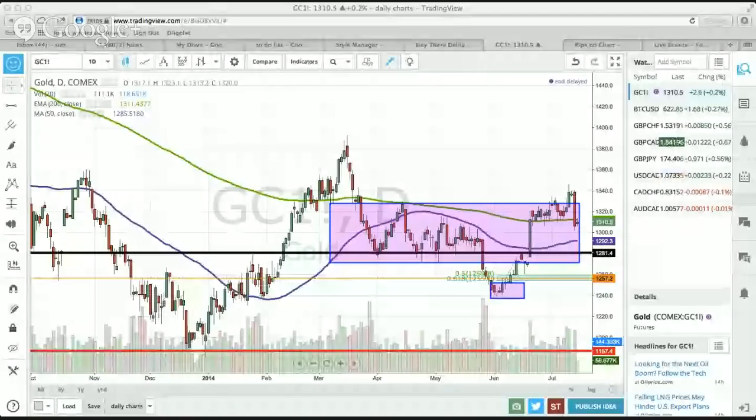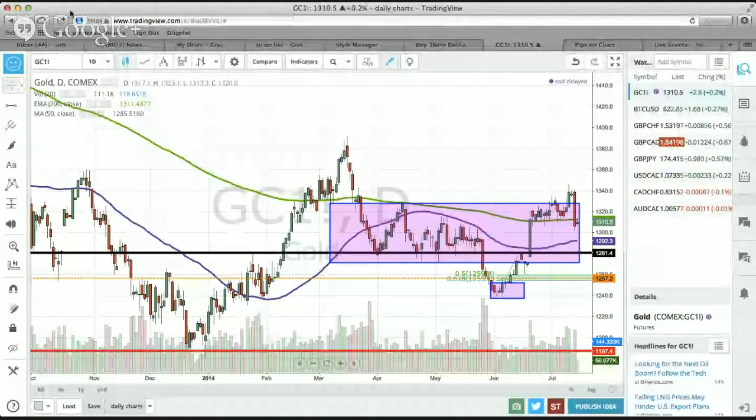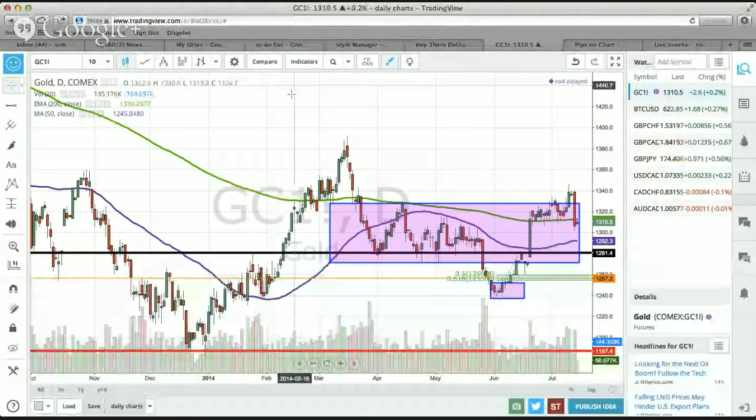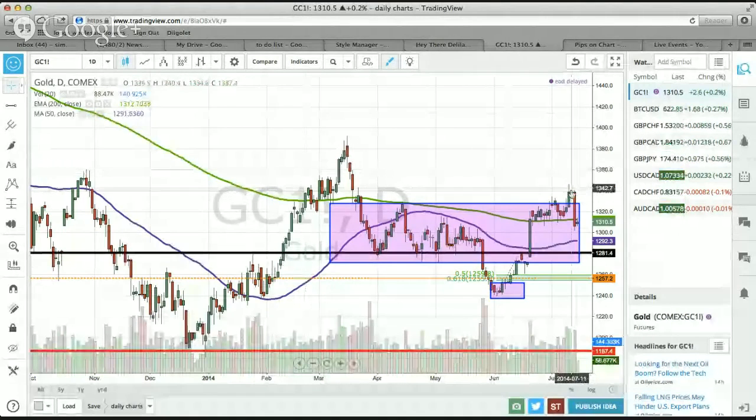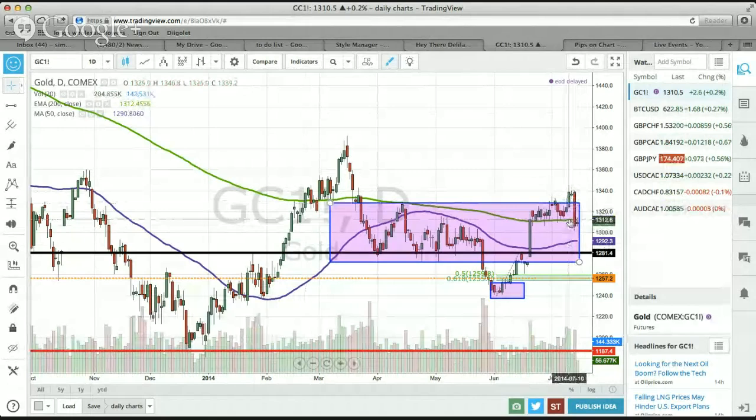Let's get started with a look at the charts. As is customary, we start with a look at gold. Okay, so huge down day yesterday in gold. Just as we had broken out of the range, I thought that was pretty exciting. Well, we're back in the range. Not only are we back in the range, but we closed below the 200 exponential moving average.